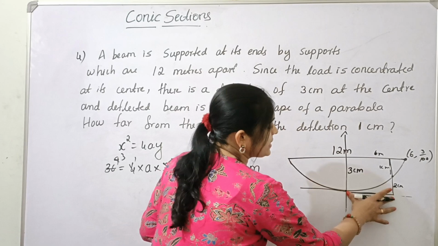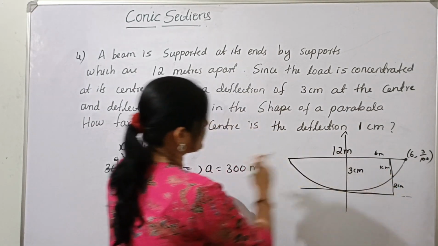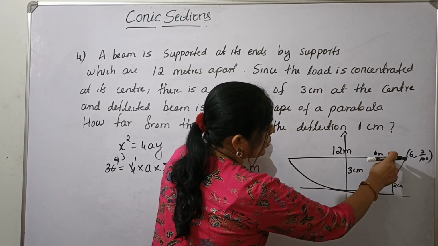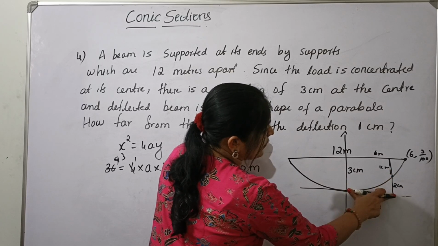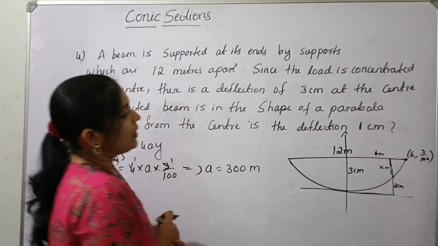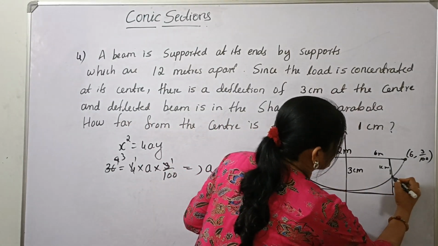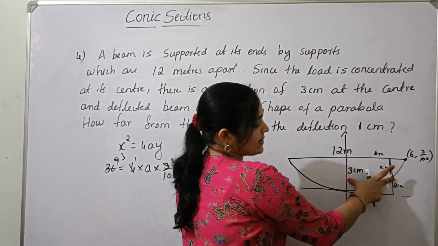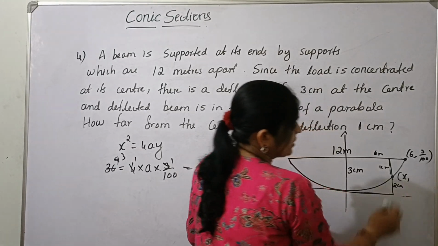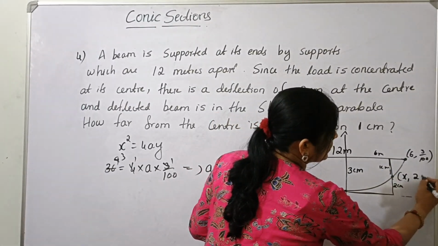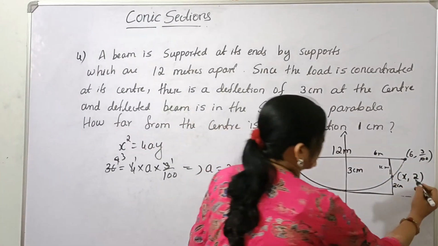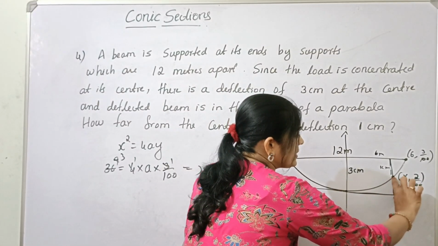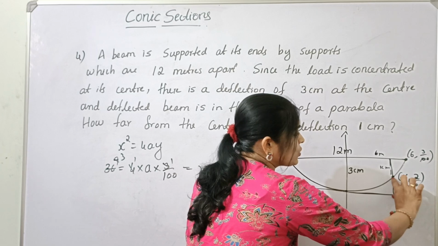Now we have to find this length. That is the question: how far from the center is the deflection of 1 centimeter? So if it is 1 centimeter, what is the distance from the center? Let this distance be x, and this length is nothing but 2 by 100, because it is 2 centimeter. That is the y coordinate.